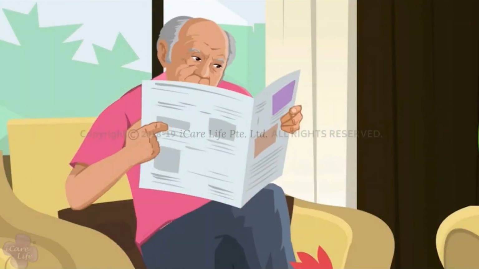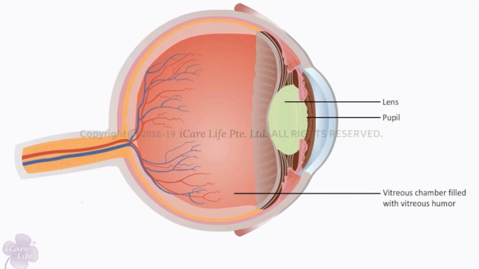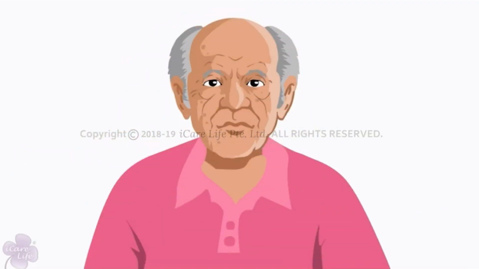The lens becomes yellow and cloudy. As a result, the sharpness of vision gradually decreases, and focusing the eyes on a nearby object becomes difficult. The vitreous humor inside the eyes also starts to shrink and creates small particles, reducing the clarity of vision. The eye muscles also weaken, which make it difficult to move eyes in all directions.